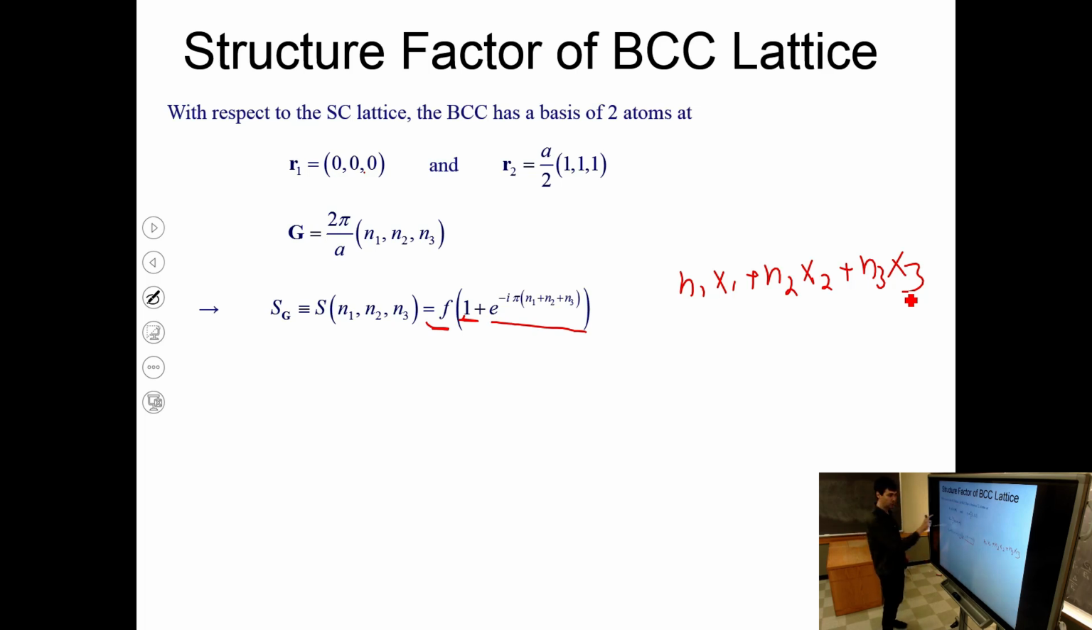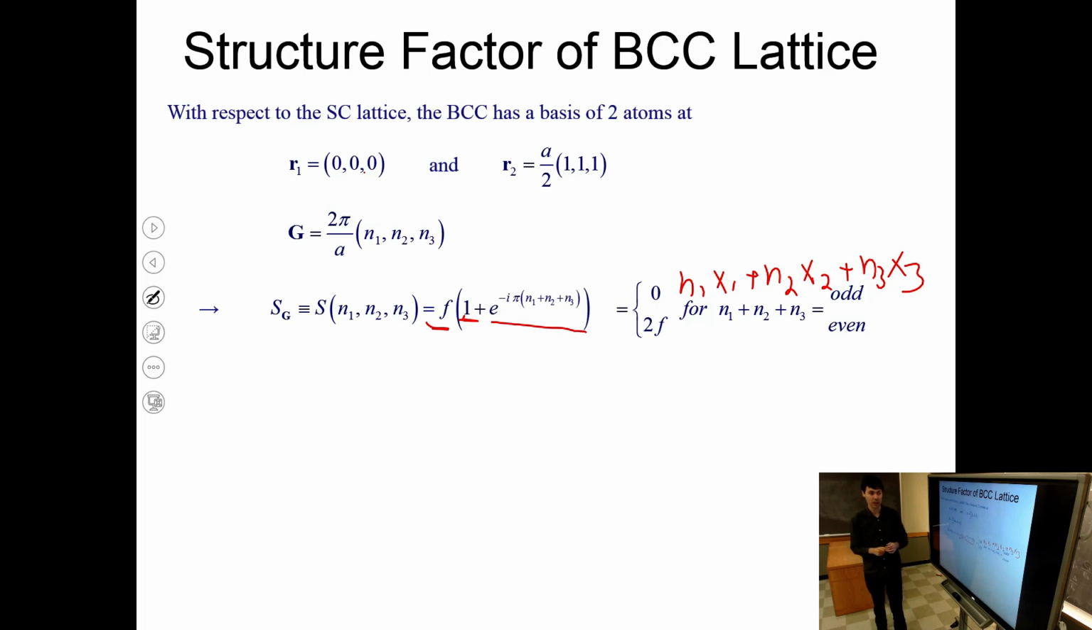Okay, so what does it mean? It means that this function is 0 when N1 plus N2 plus N3 is odd, and it's 2f when N1 plus N2 plus N3 is even. Those are the possibilities. So these N numbers can only be integers. They're HKL, or N1, N2, N3, corresponding to the reciprocal lattice. And so these are the two possibilities. It's either 0 or 2f.